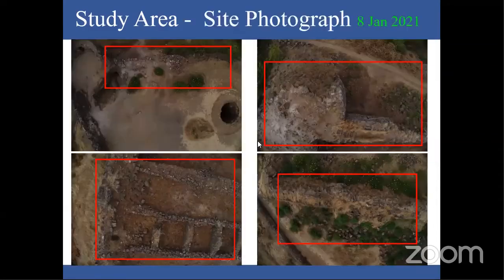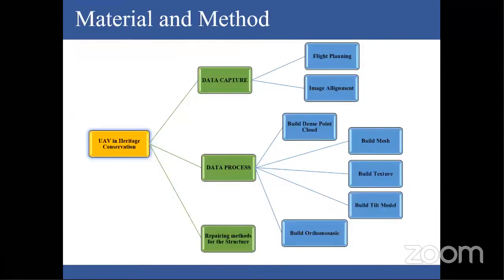So these are some photographs of this study area, the collapse photographs. If you observe, many parts have collapsed due to environmental effects and earthquakes. This is an outline of the method of our engineering survey, and then we go to data processing, and the major part, which is the repairing method for the structure, which is still in process.